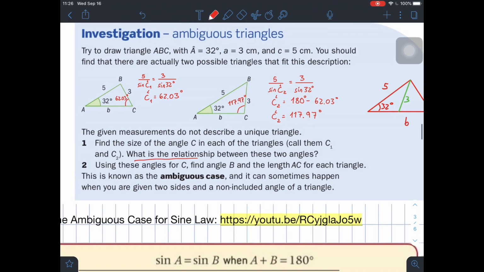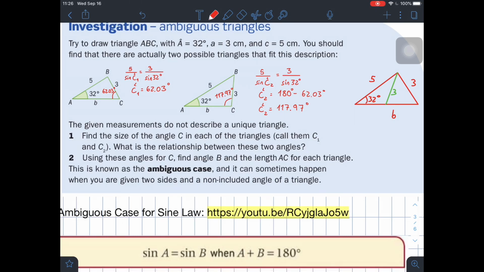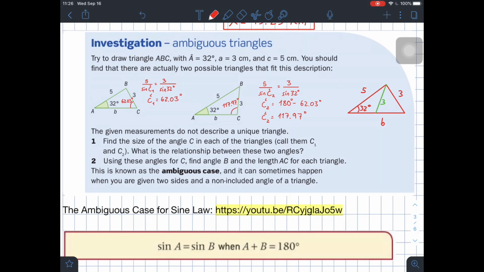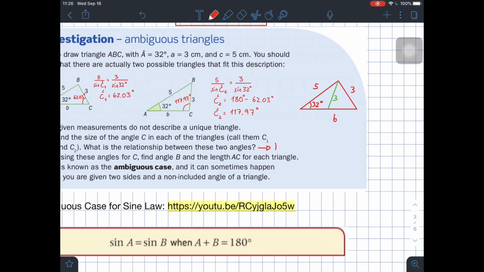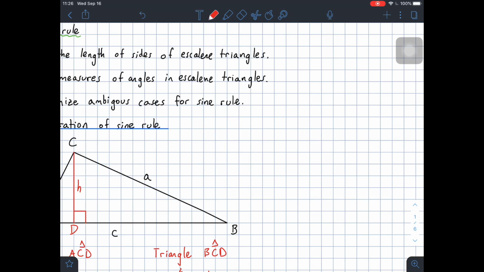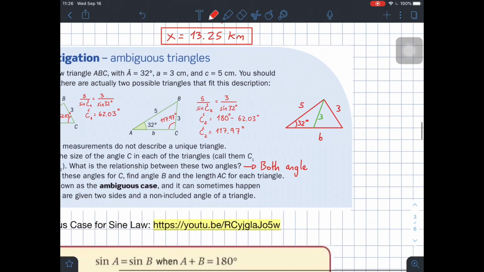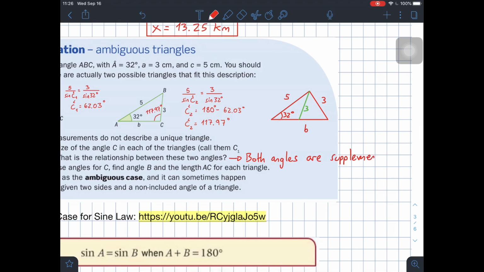It says, what is the relationship between these two angles? As I told you, this angle and this angle both add up to 180 degrees. And when two angles add up to 180 degrees, we say that the two angles are supplementary angles. So that's the relationship. Let me write this down. We're going to say that both angles are supplementary angles.